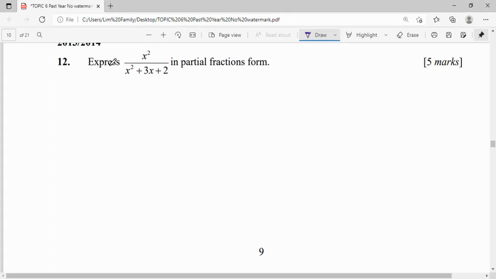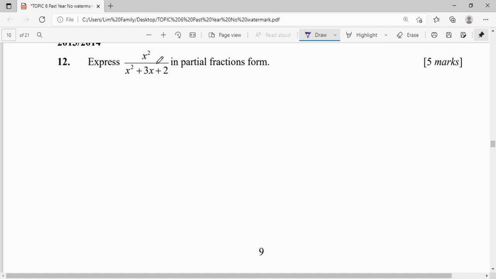For question 12, express this fraction into a partial fraction form. So our first step is going to identify this fraction, is it proper or improper. So we can see here, numerator part is quadratic. Denominator part also quadratic. They are same ranking.